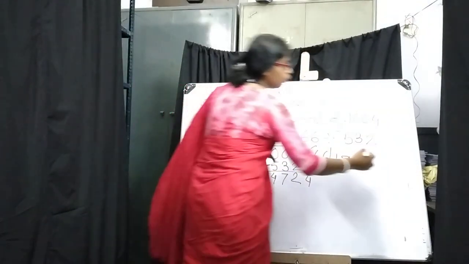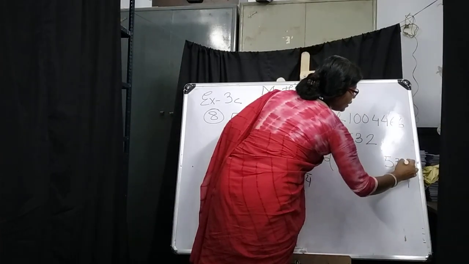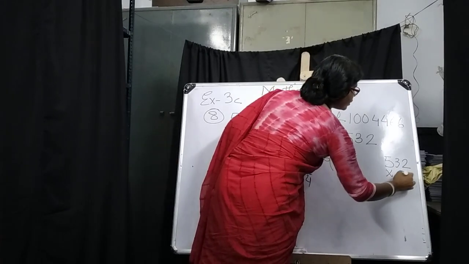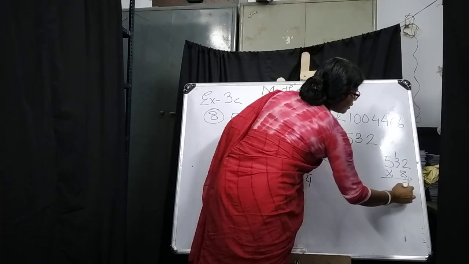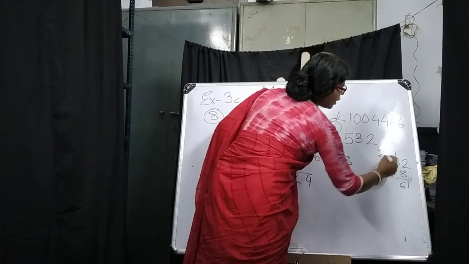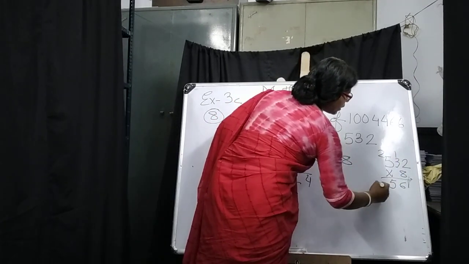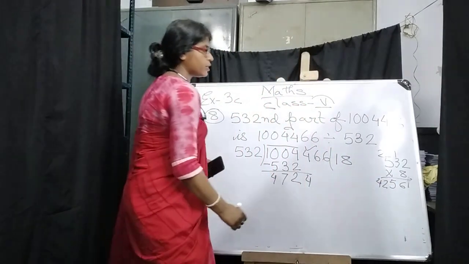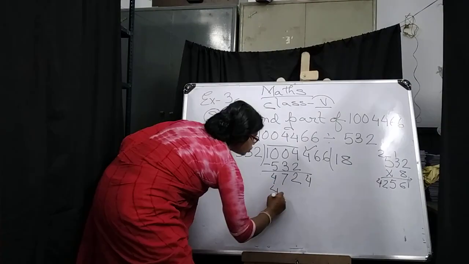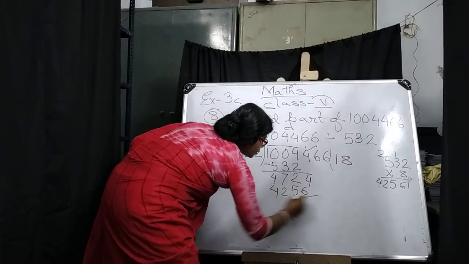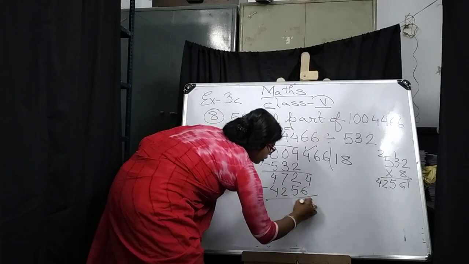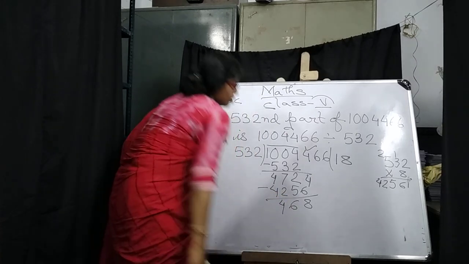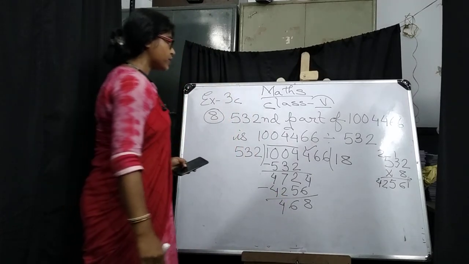Listen, when you do this, you have to multiply it separately. In your rough place, you will multiply it with 8. 8 2s are 16. 8 3s are 24, plus 1, 25. 8 5s are 40 plus 2, 42. So, what are you getting? 4256. So, after subtraction, you are getting 468.